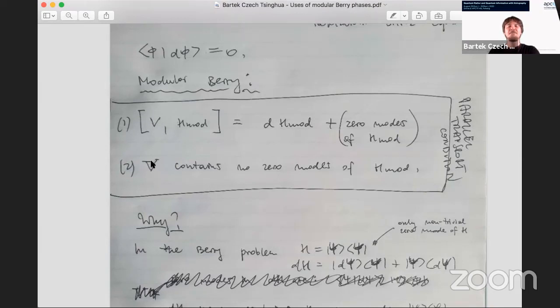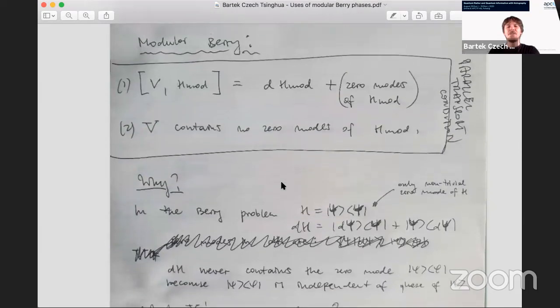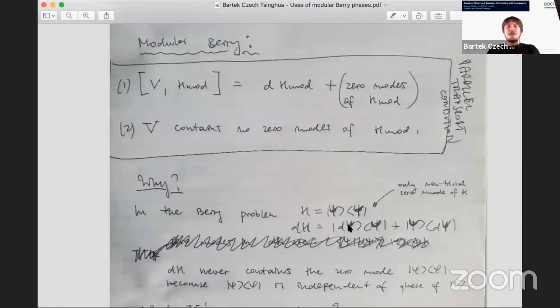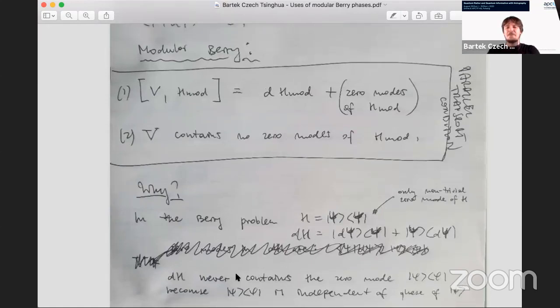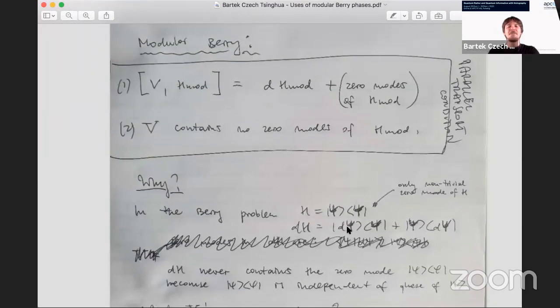And this V is supposed to be the generator of modular parallel transport. And the point about solving these equations is finding the V that satisfies all these conditions. So what is this? So DH here never contains the zero mode of phi because phi is independent of the phase of phi. Let me unpackage this statement again.